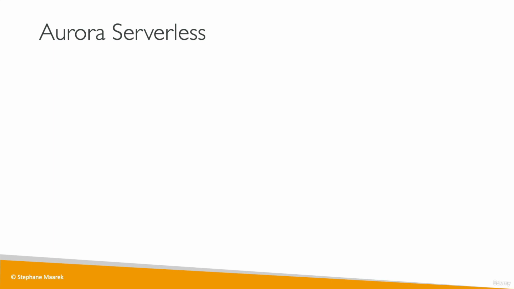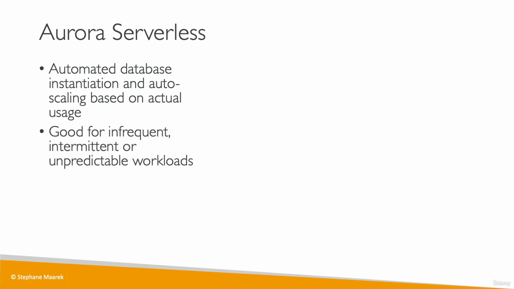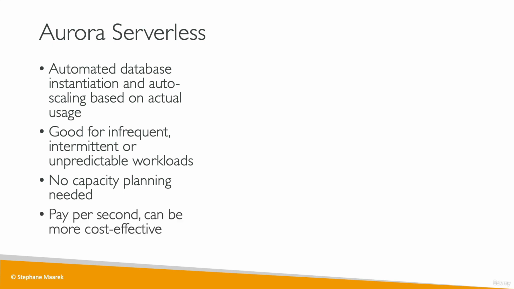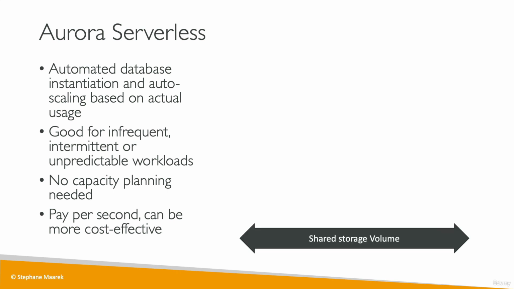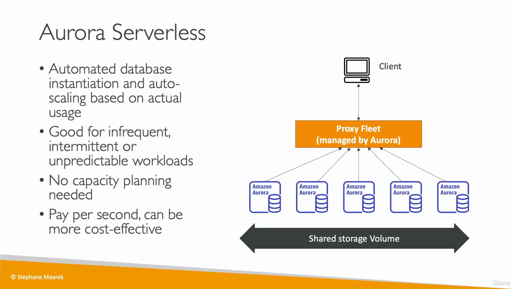Next, we have serverless. This is going to give you automated database instantiation and autoscaling based on actual usage, which is great when you have infrequent, intermittent, or unpredictable workloads, and therefore you don't need to do any capacity planning. You're going to pay per second of each Aurora instance that is being spun up, and this can be a lot more cost effective. So how does that work? Well, the client is going to talk to a proxy fleet that is managed by Aurora, and in the backend, many Aurora instances will be created based on your workload in a serverless fashion, so you don't have to provision capacity at all in advance.